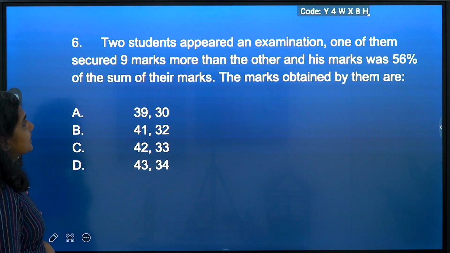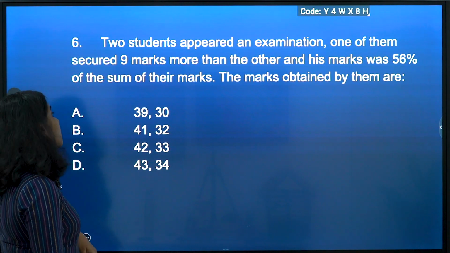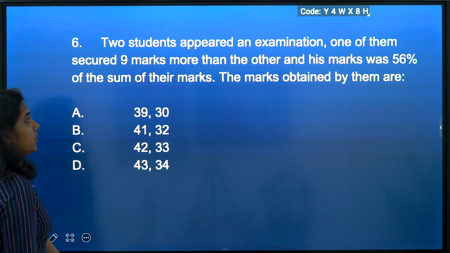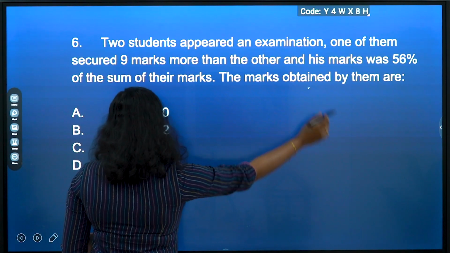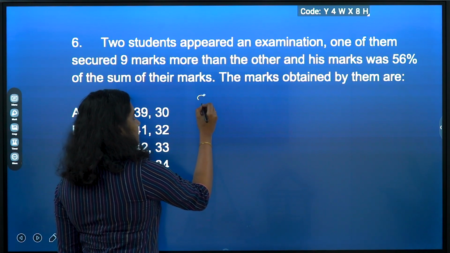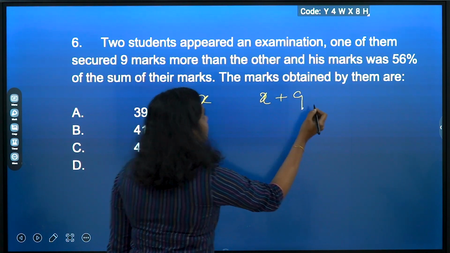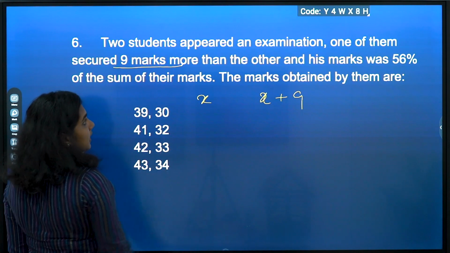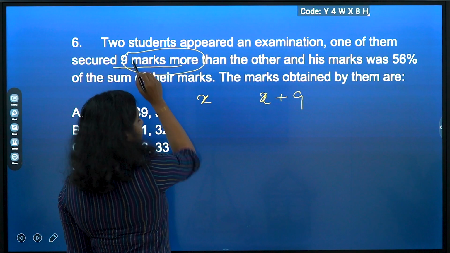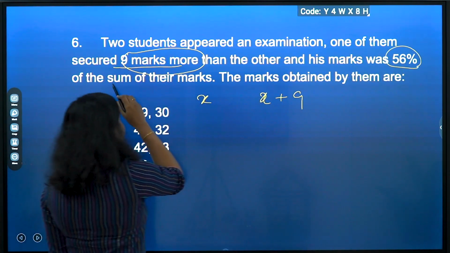Two students appeared in an examination. One of them secured 9 marks more than the other, and his marks was 56% of the sum of their marks. So you have to find the marks obtained by both of them, right? Now let the mark of one student be X and the marks of the other student be X plus 9, okay? Because they have said that one student scored 9 marks more than the other, and the one who has 9 marks more, his mark is 56% of their sum.